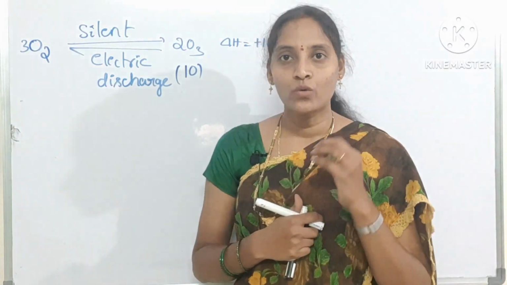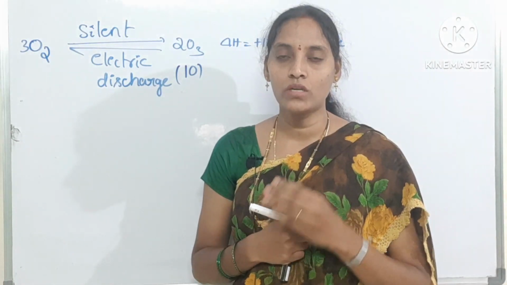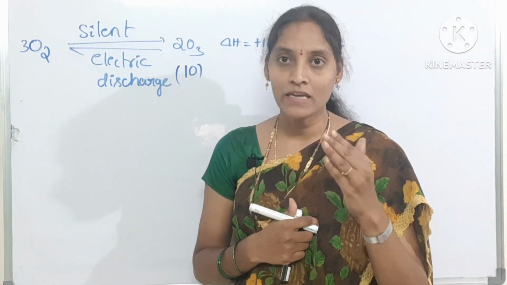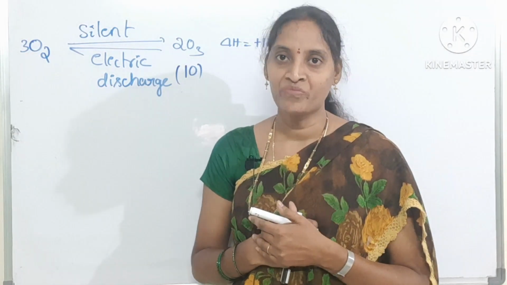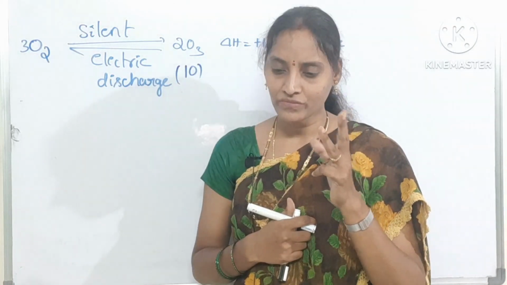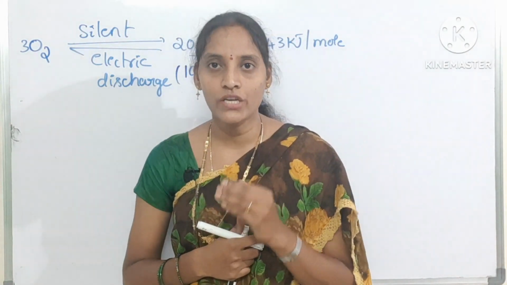Ozone is available in three states: one is the gaseous form, second one is the liquid form, and third one is the solid form. All these three states have different colors.